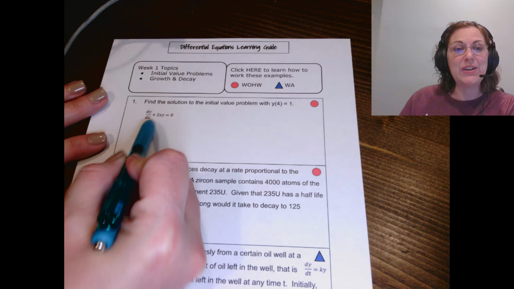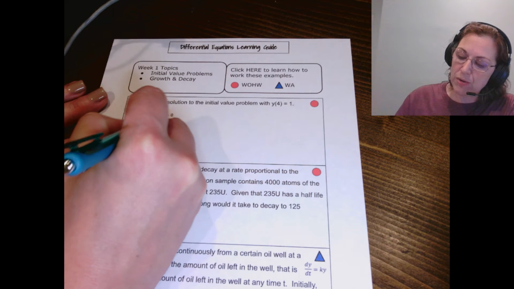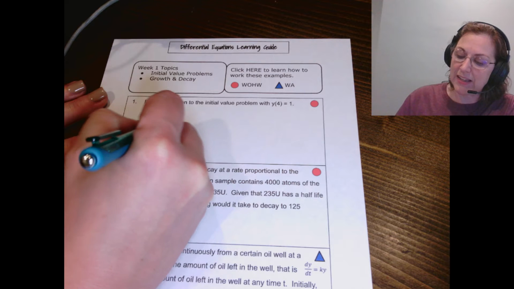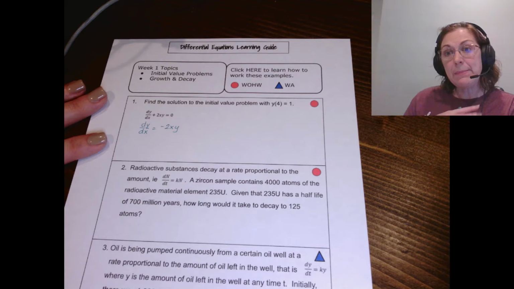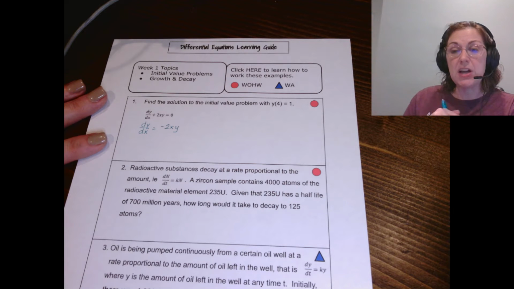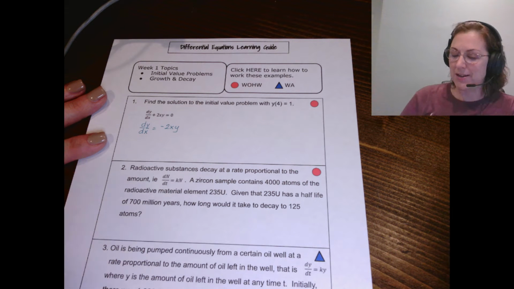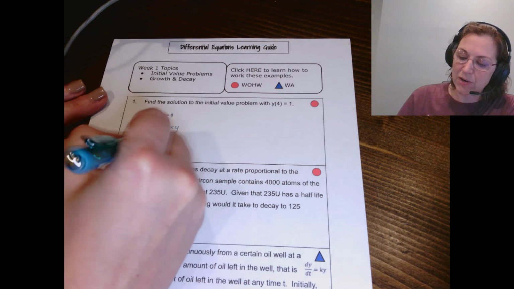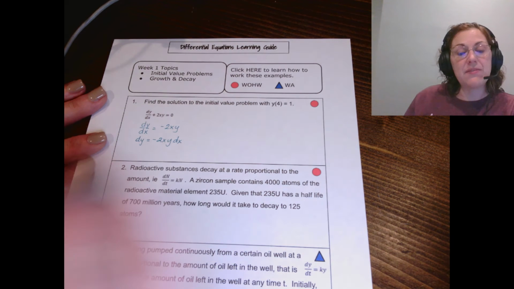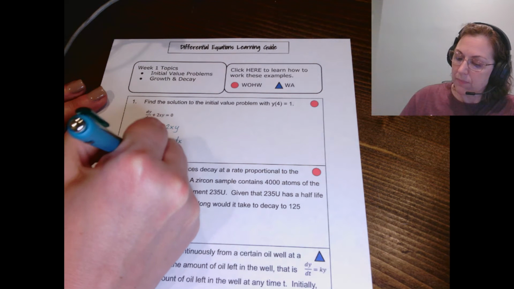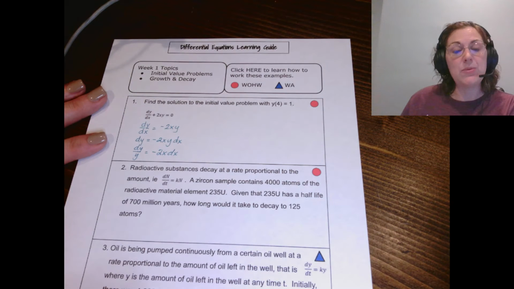We first of all need to isolate the dy dx. So let's do that by subtracting the 2xy to the other side. Now I'm going to get the dy dx off the denominator. Remember, my goal is to get all the x's on one side, all the y's on the other side, so that I can integrate. Next, I'm going to divide by y. And now I'm ready to integrate both sides.